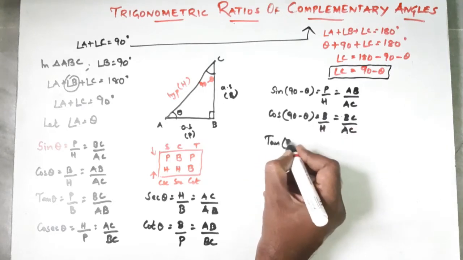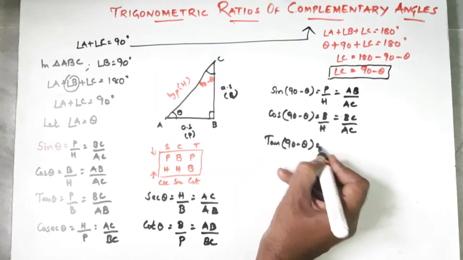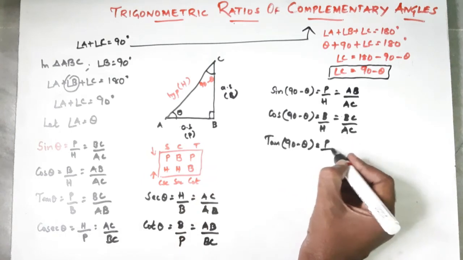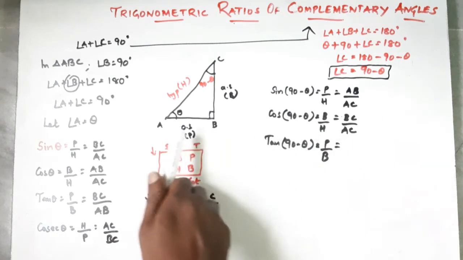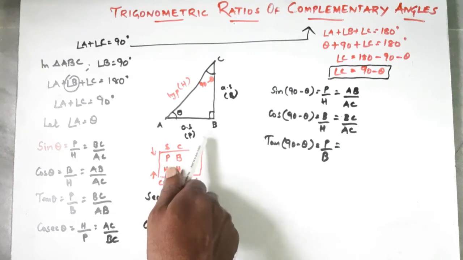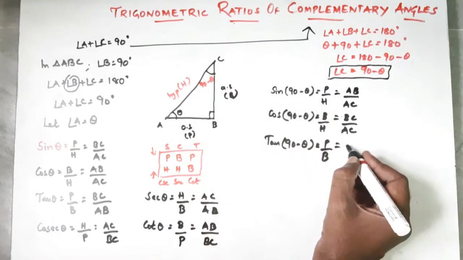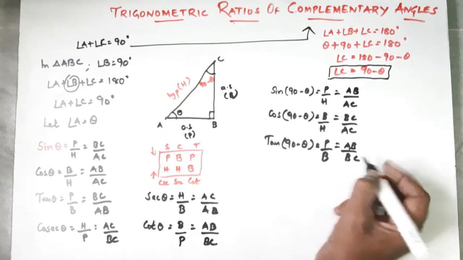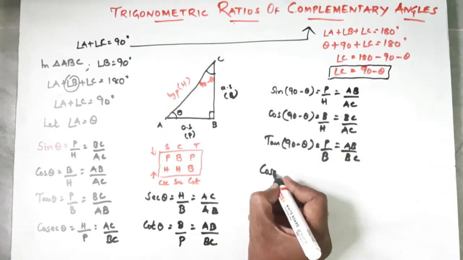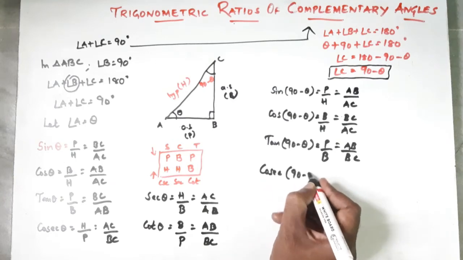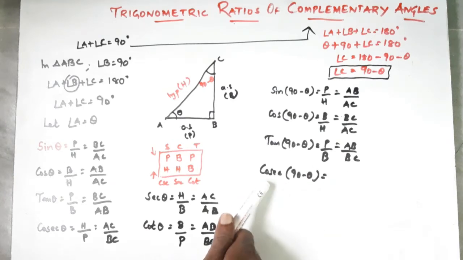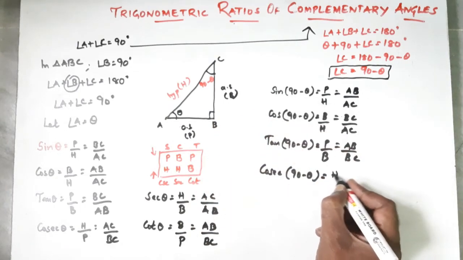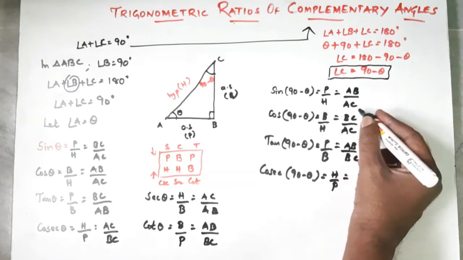Tan 90 minus theta. Tan means P by B. What is P? AB. B means BC. So AB by BC. Then cosec 90 minus theta. As we know that cosec is the reciprocal of sine, directly what you can write? H by P, which is equal to AC by AB.